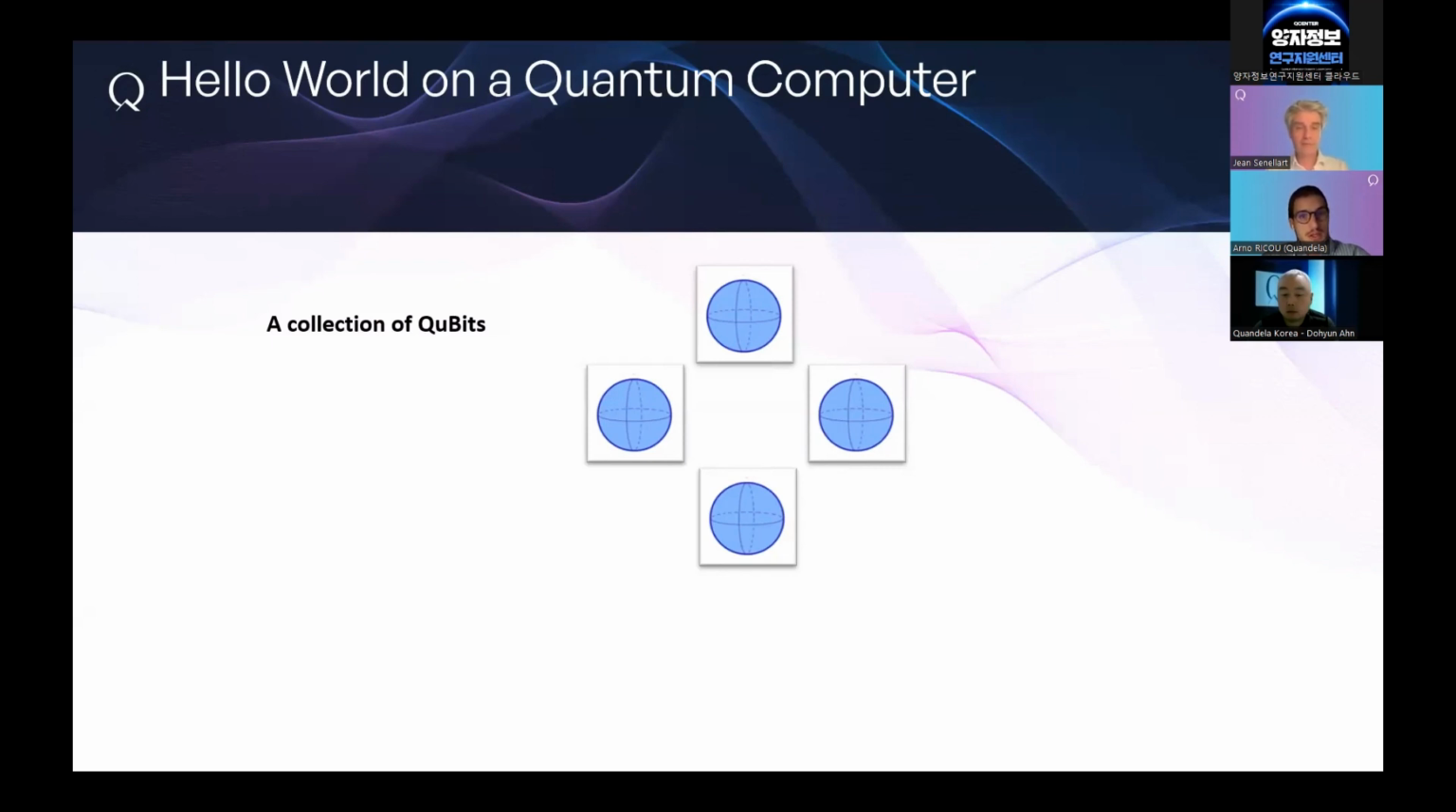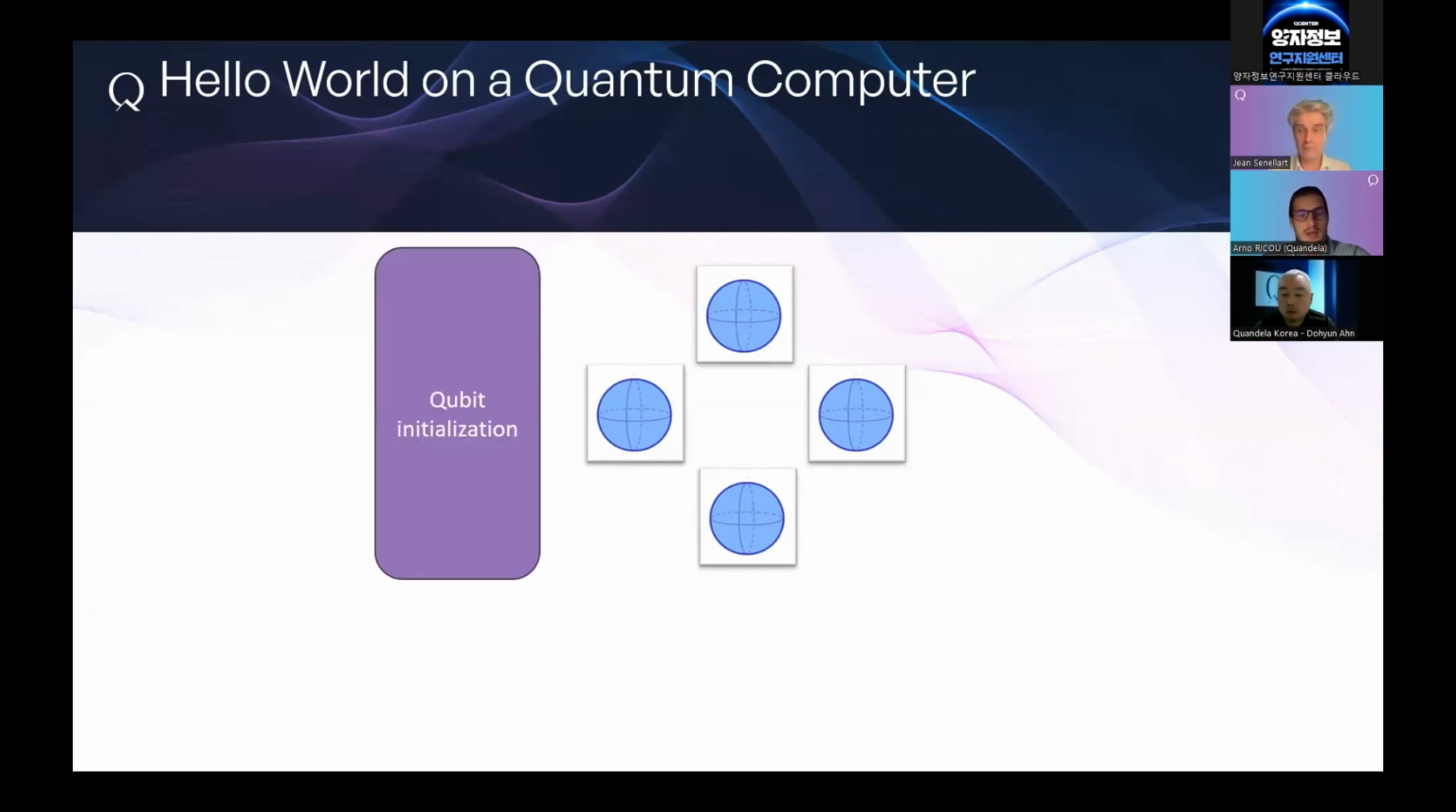So how does a quantum computer work? How does one implement a hello world on a quantum computer? So first, you need a collection of qubits. As you may know now, each qubit can be represented by a Bloch sphere. And here we have, for instance, 4 Bloch spheres, which correspond to 4 qubits. Then we need the ability to interconnect those qubits and then to initialize them. Of course, if you want to do some computation on qubits, you need to know where you start your computation. So you need to have the ability to initialize states.